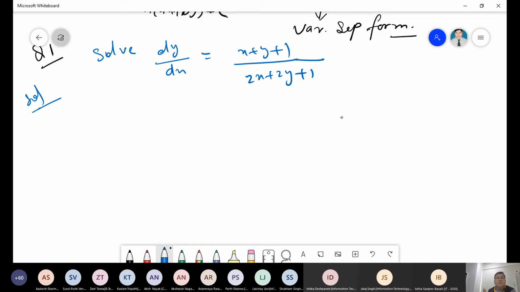Now see, when you compare it, small a upon capital A is equal to 1 by 2, and this is equal to small b upon capital B. So the special case is there. Why is this a special case? So we can do that.